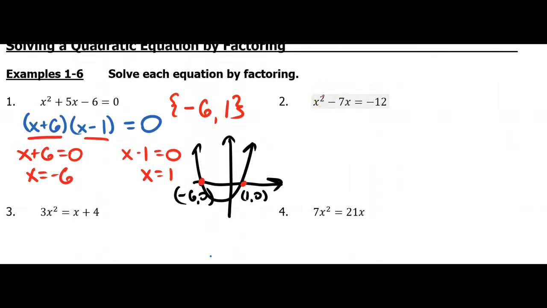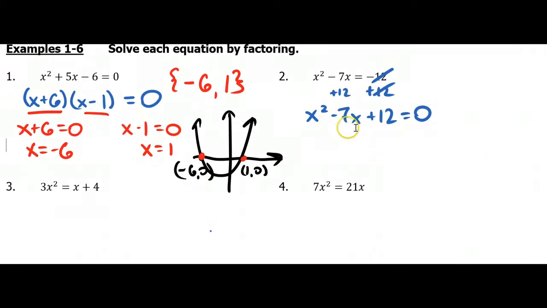Looking at number 2 now, we have x squared minus 7x equals negative 12. For this one, our equation is not set equal to 0, so we want to add 12 to both sides in order to do that. So you get the equation x squared minus 7x plus 12 equals 0. Now I need to factor this expression on the left side.